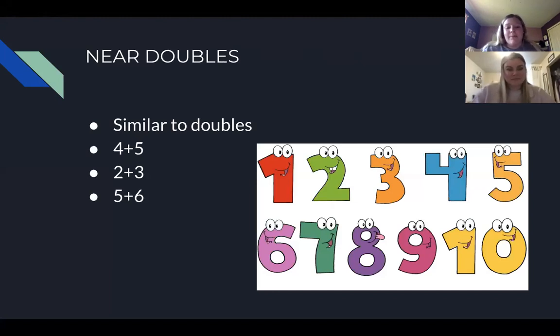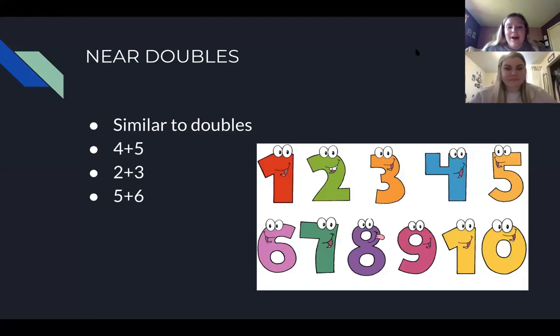These are numbers that are just very similar to the actual double that we just learned about. So for example, it would be 4 plus 5. The strategy is that because you know that 5 plus 5 is 10, you should know to take 1 away from that to get 4 plus 5, which is 9, which is near to the double's answer of 10.